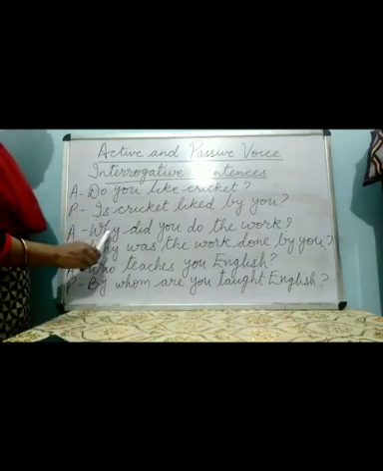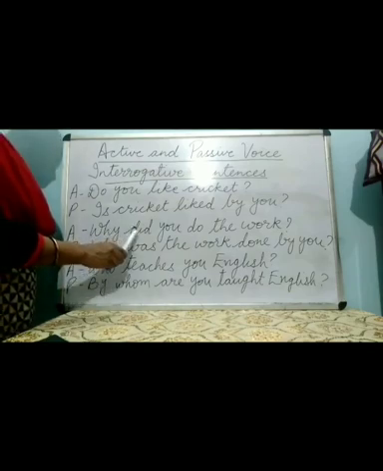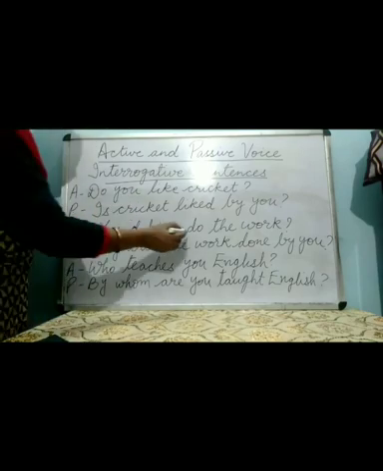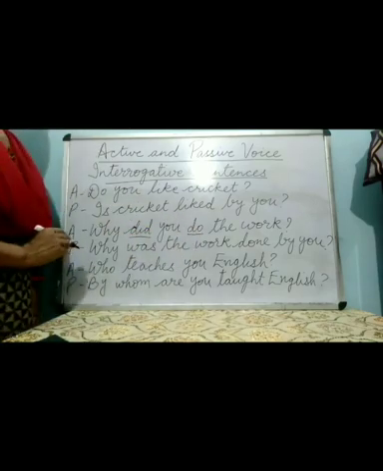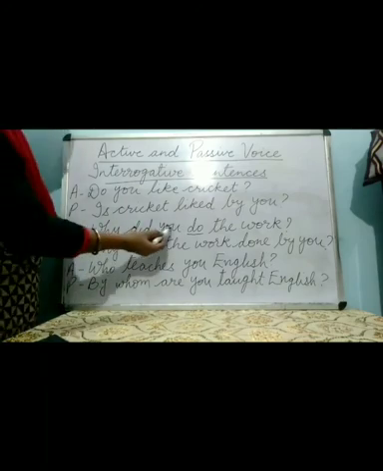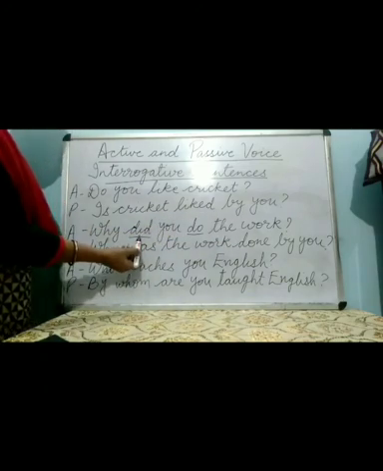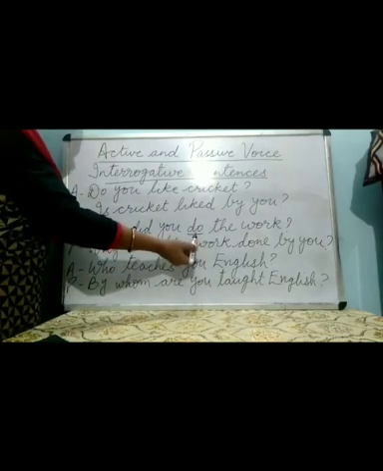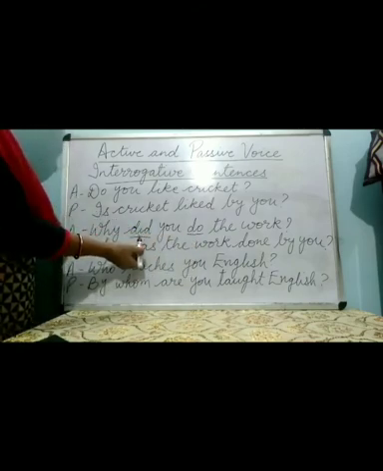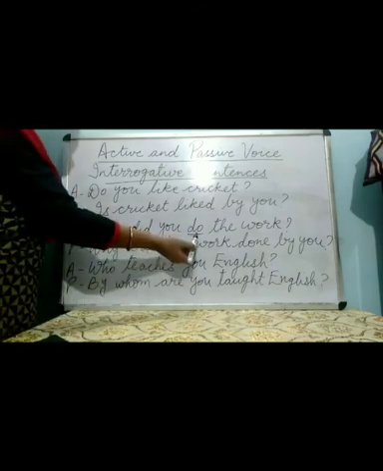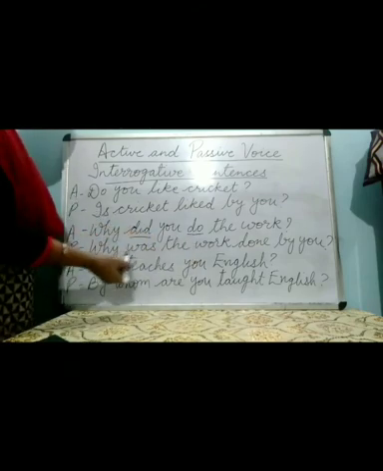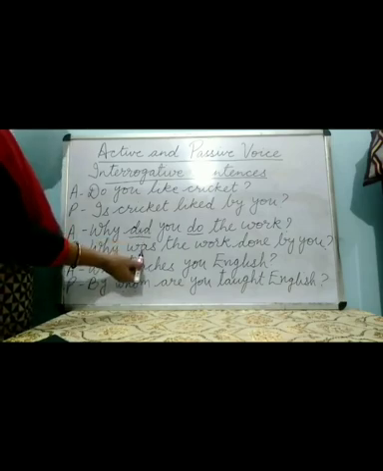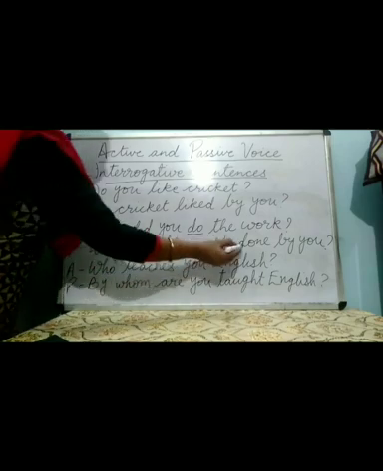Now supposing in your sentence did is used as a helping verb, and do is used as a main verb. Why did you do the work? So did here is used as a helping verb, whereas do is used as a main verb. In this case, you will remove the helping verb did, but you will not remove the main verb do. So you will write the sentence in this way. Why was, so did has changed into was, the work done by you.